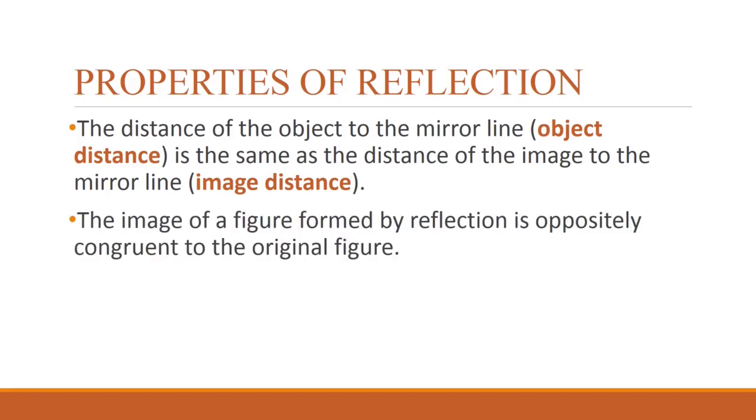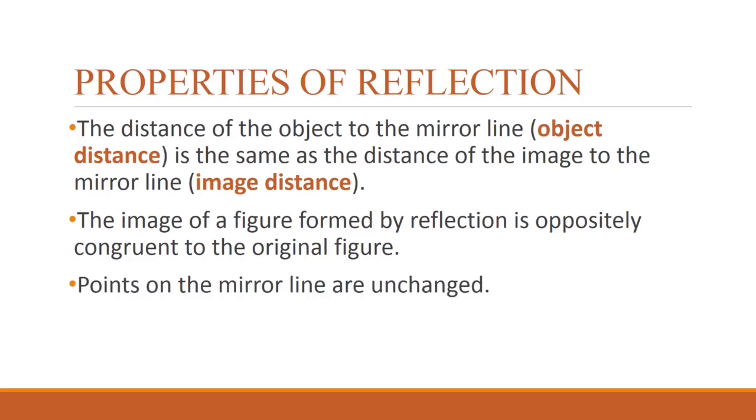Also, the image of the figure formed by reflection is oppositely congruent to the original figure. What that means is that the image produced from reflection is oppositely the same as the original figure, which is the object. And furthermore, the points on the mirror line are unchanged, meaning that the point on the mirror line remains the same.